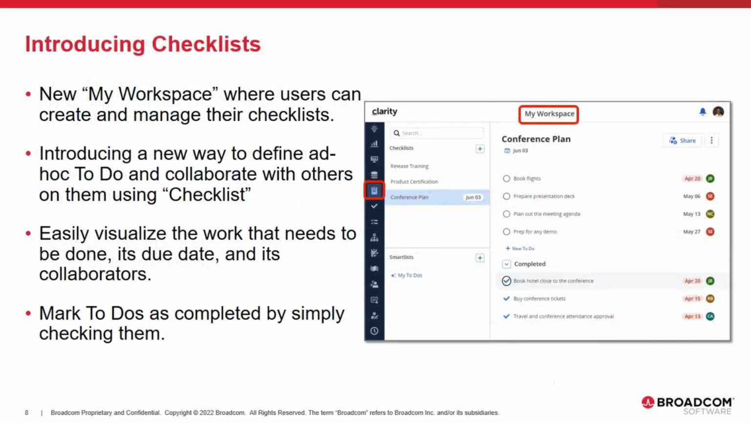Starting 16.0.2, we are introducing the checklist, which is a capability to manage ad hoc work in the form of to-dos and be able to collaborate with others. This checklist is going to be available either in the My Workspace or within Investments. This would be an easy way to visualize the work that needs to be done with its due date and the collaborators that will be working on it, and an easy way to flag a to-do that is completed by simply just checking on it.